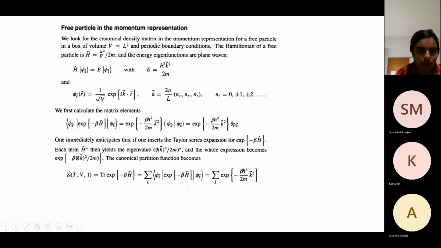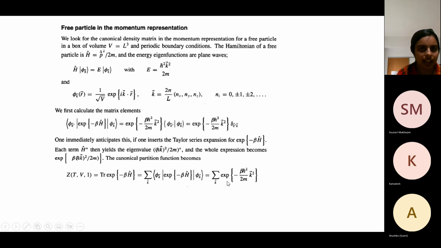And then obviously this is divided by the partition function. When you define rho, it's defined as e to the power minus beta h by Z. So how do you find Z? Z is obviously the trace of this term, e to the power minus beta h. By trace, we mean a summation over all values of k.